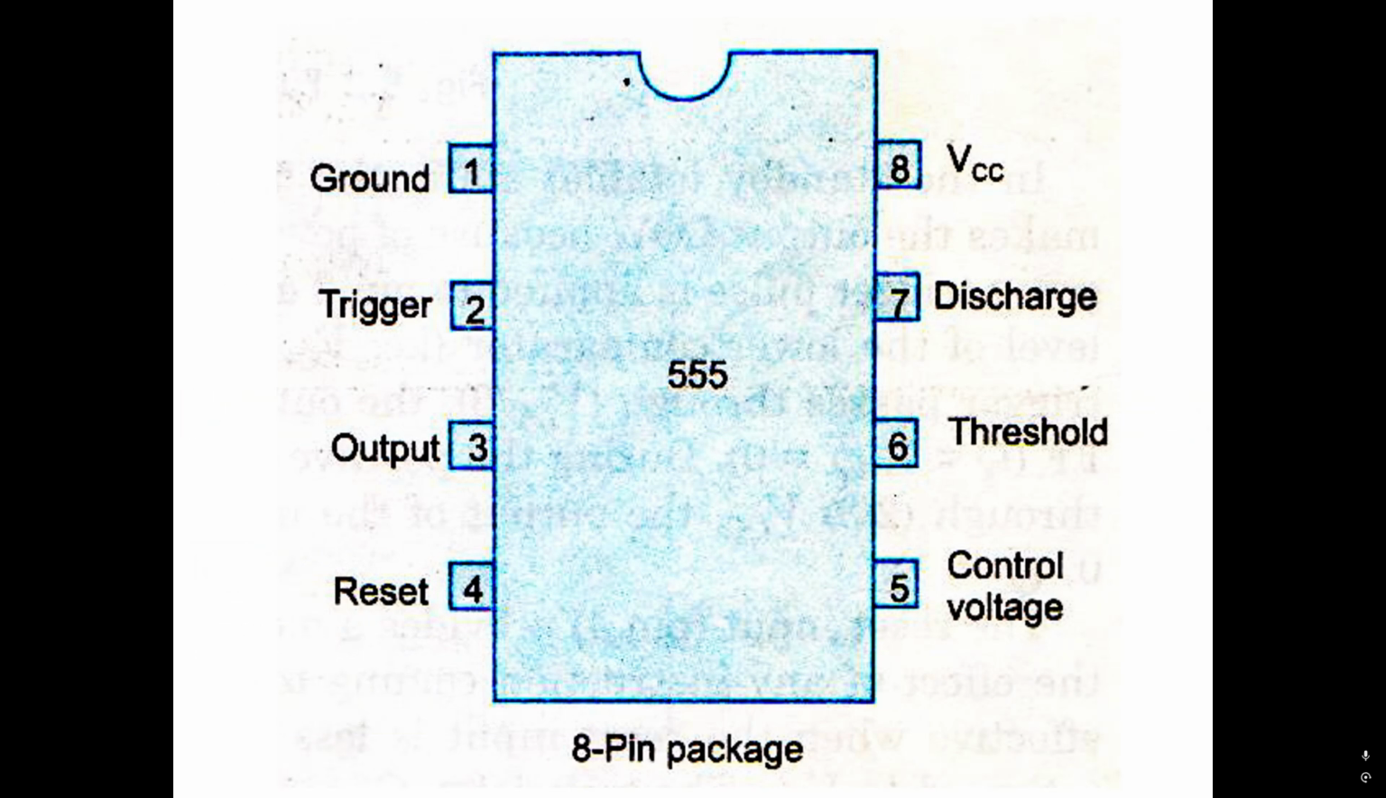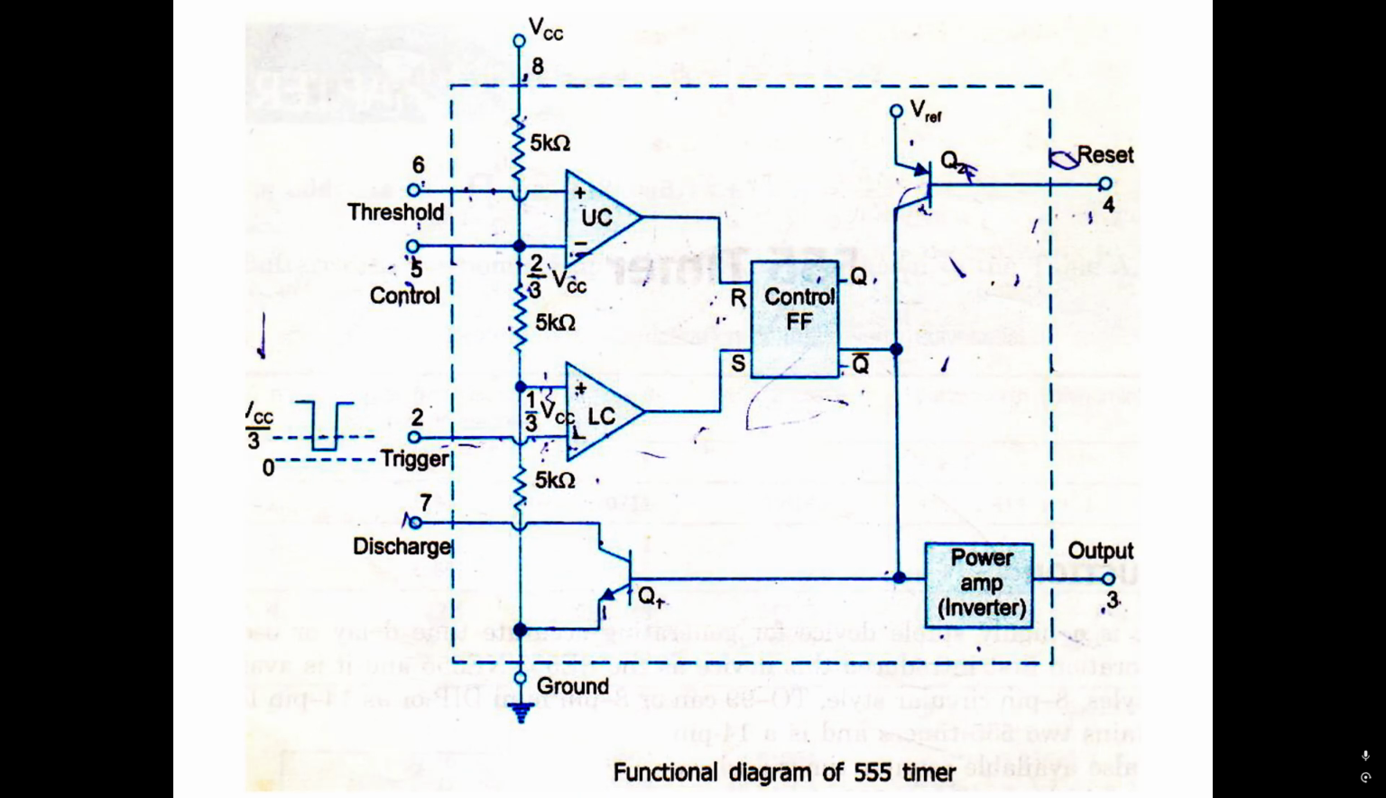So this is the pin configuration of the 555 timer IC, and this is the functional diagram of the 555 timer. Here you have a control flip-flop, two transistors Q1 and Q2, and two comparators. One is the upper comparator, the other one is the lower comparator, and an inverter as a power amplifier.